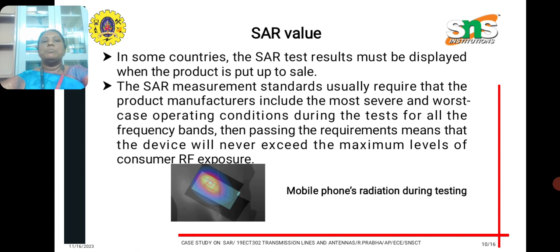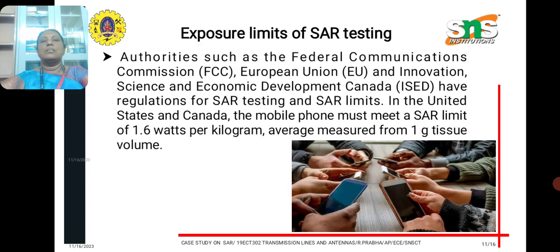The SAR measurement standards usually require that the product manufacturers include the most severe and worst case operating conditions during the test for all the frequency bands. Then passing the requirement means the device will never exceed the maximum level of consumer RF exposure. So in the picture you can see the mobile phone's radiation during testing.